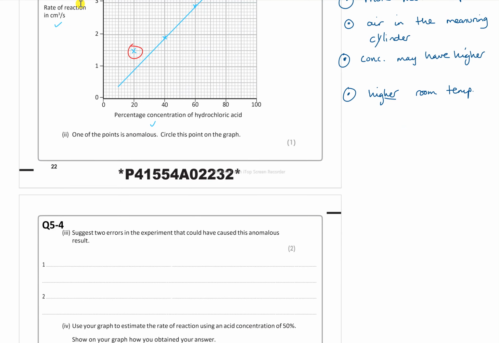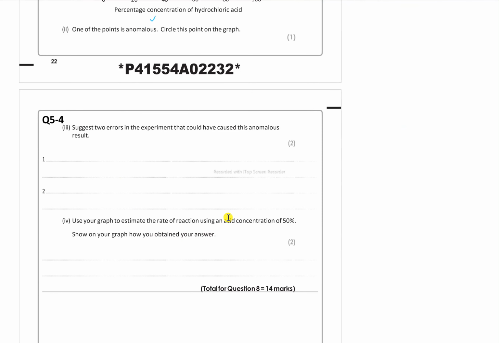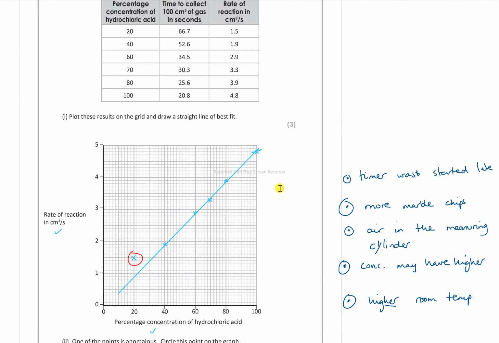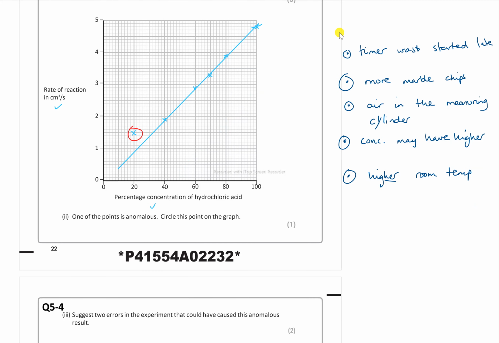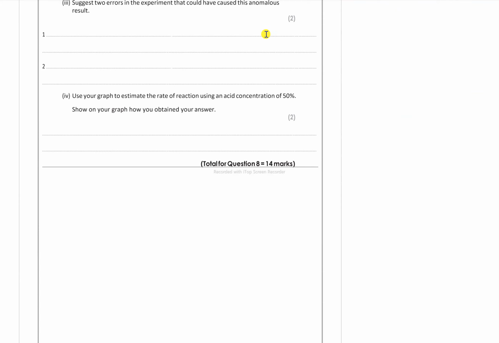Okay. What else is there? Use your graph to estimate the rate of reaction at 50. So what they want you to do is get a ruler. Let me try that. You go to 50. No, it doesn't like that. So I'm not going to bother with that. Right, okay. So at 50, you get a ruler. You draw a line to your line of best fit. And then you go across. And we've got about 2.4. Right, that's fine. Right, that's done. Excellent.